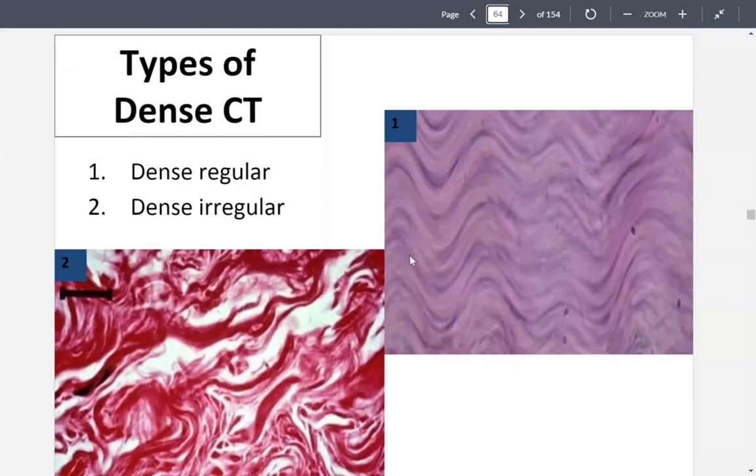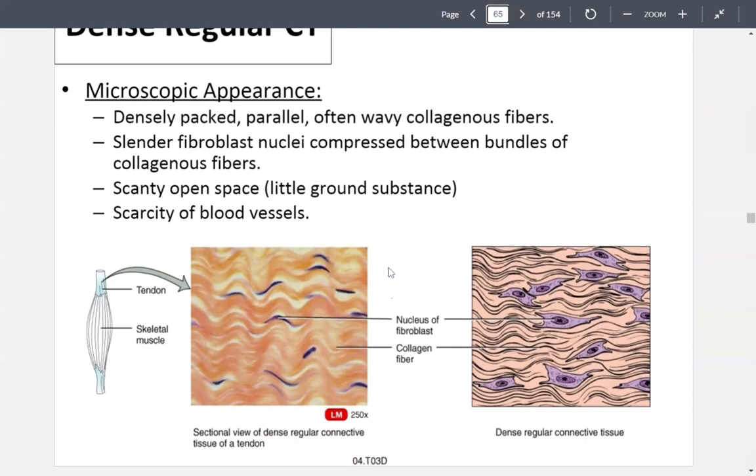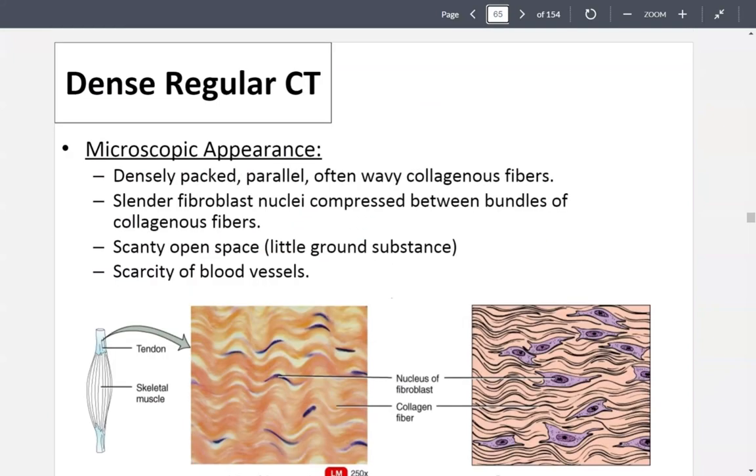All right, dense connective tissue is divided into two categories, dense regular and dense irregular. Dense regular is exactly what it sounds like, densely packed, parallel, often wavy collagen fibers, not a lot of open space, so very little ground substance, not a lot of blood vessels, and we're going to have slender fibroblast nuclei compressed between bundles of collagen fibers. So this is going to be in places like your tendons and ligaments.